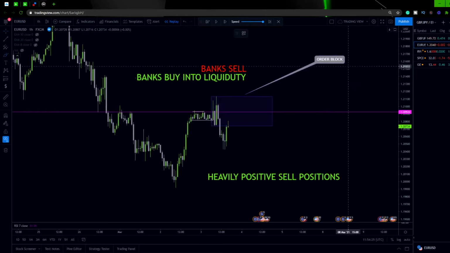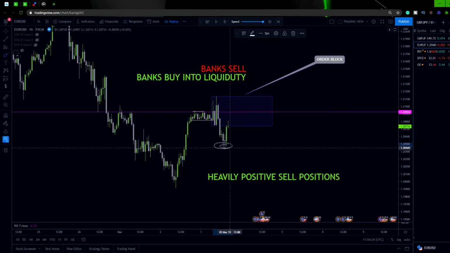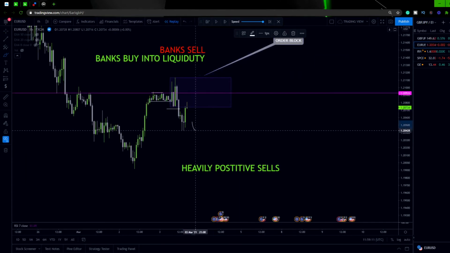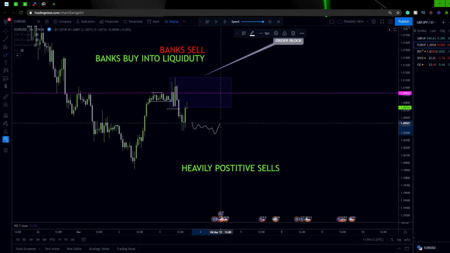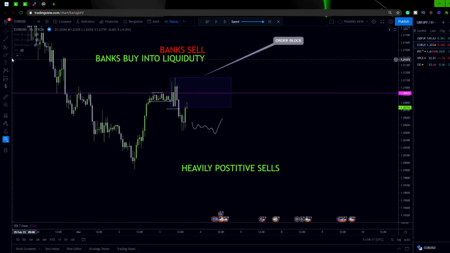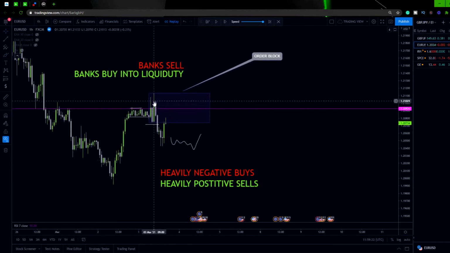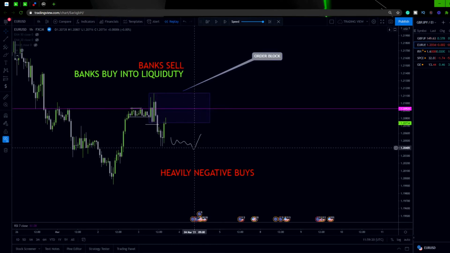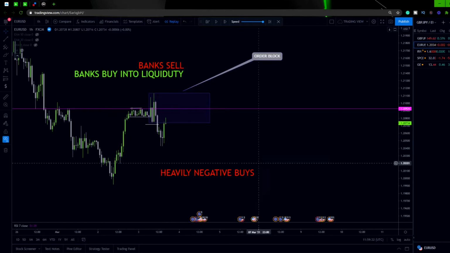So what can we take from this order block? As price starts to travel down, we can assume that around this area, banks have heavily positive sell positions. So as they start to get out of their positions, and the market starts to move higher, we can also assume that they have heavily negative buys from when they started to buy in at this position. So now we're out of our sell positions for a profit. However, we've still got these negative buys.